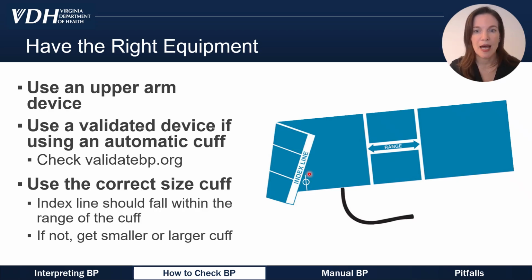If the index line falls on this side of the range lines and there's a lot of cuff left over, it means that the cuff that you're using is too large and you need to size down. On the other hand, if the index line falls on this end of the cuff and there's just a little bit of the cuff left, that means that you're using too small a cuff and you need to size up.